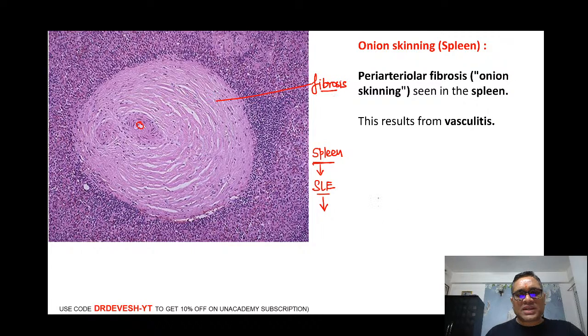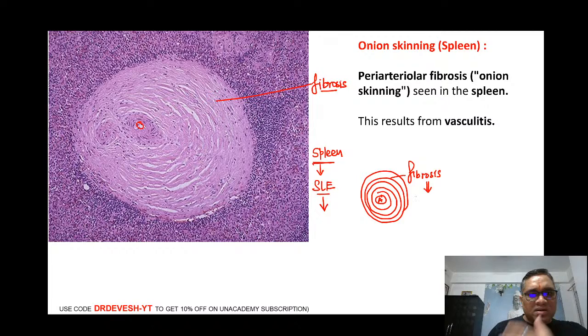Let me just recapitulate this. This is the arteriole, the splenic arteriole. I'm just writing A, splenic arteriole. Around the splenic arteriole you can see there is concentric thickening, concentric fibrosis. This concentric fibrotic area around the arteriole is the reason they look like an onion skin. That is why it is called onion skinning or onion skin appearance in the spleen. There are so many onions in pathology, but they will not be asking random things. They will be giving you history.